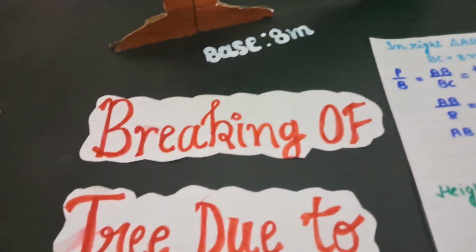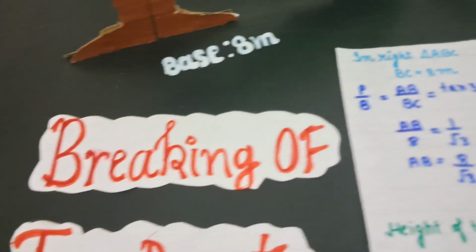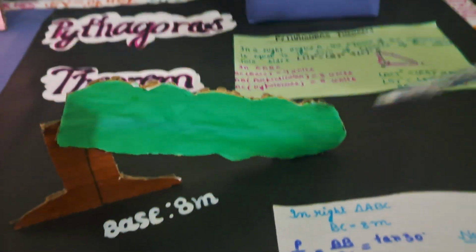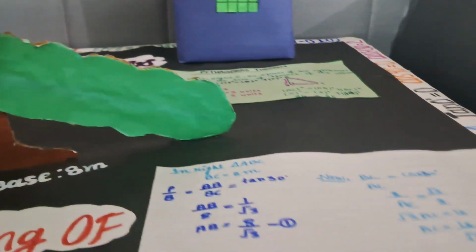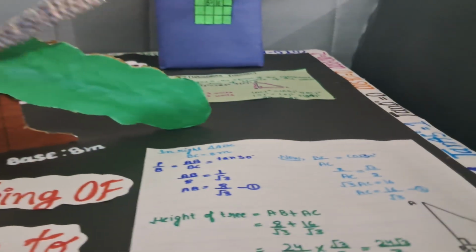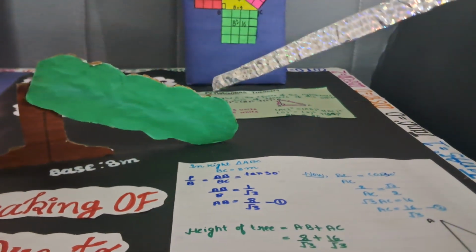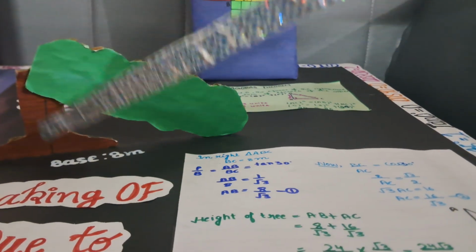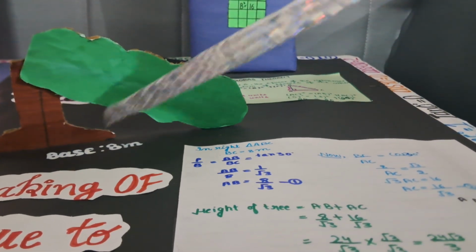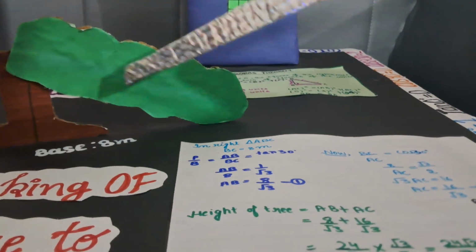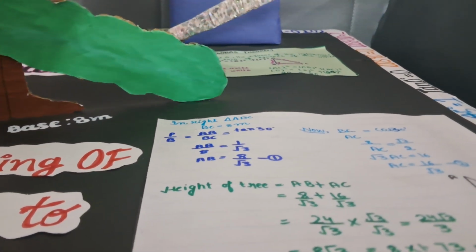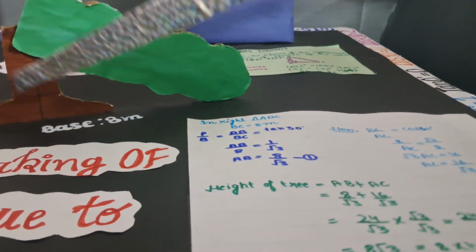Imagine a tree snapped by a storm and we have to find the actual height of the tree. As you can see, this broken tree forms a right triangle ABC, and this broken part is the hypotenuse that forms an angle of 30 degree with the base, and this is the perpendicular, and the base is given as 8 meter. Here we have to find the original height of the tree. Let's find the perpendicular first.